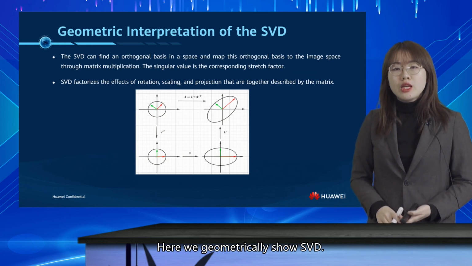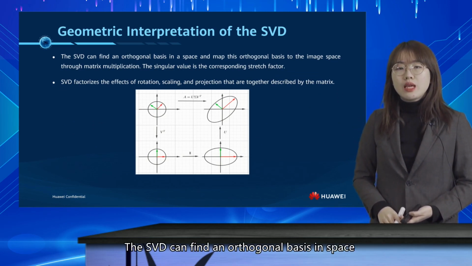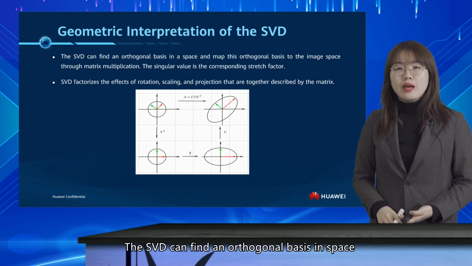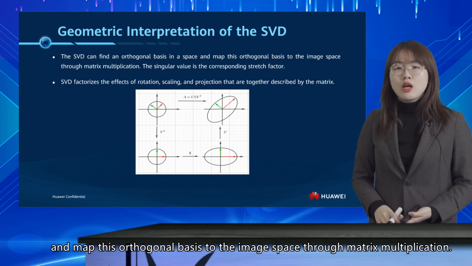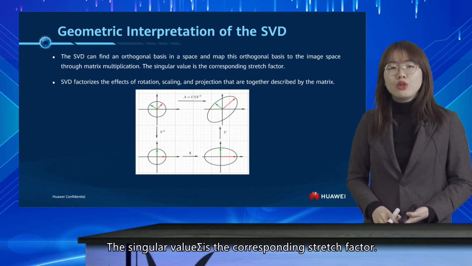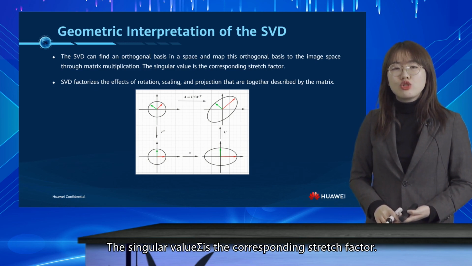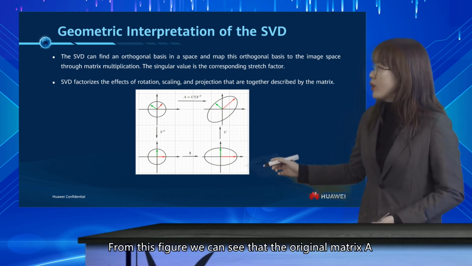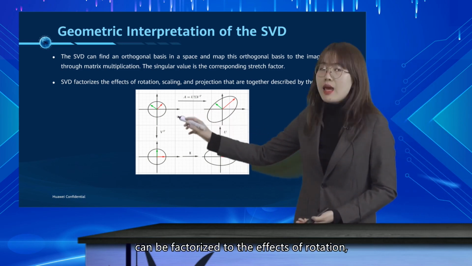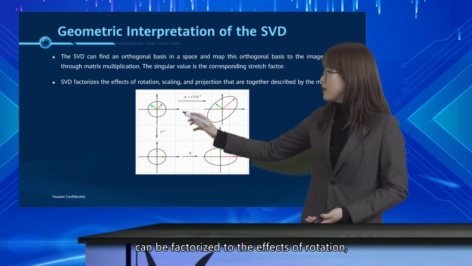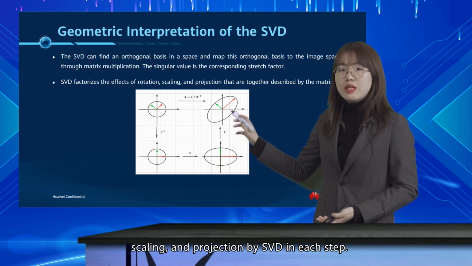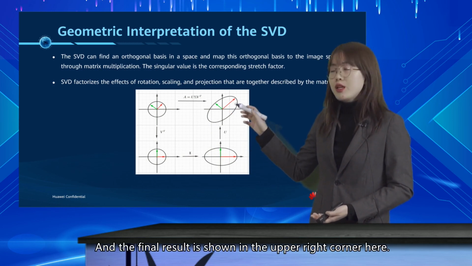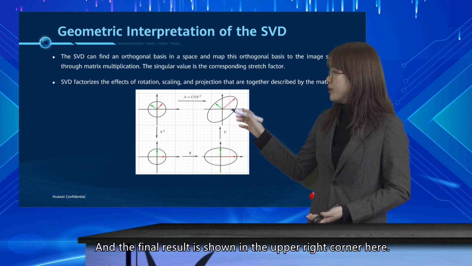Here, we geometrically show SVD. The SVD can find an orthogonal basis in space and map this orthogonal basis to the image space through the matrix multiplication. The singular value sigma is the corresponding stretching factor. From this figure, we can see the original matrix A can be factorized to the effects of rotation, scaling, and projection by SVD in each step. And the final result is shown in this corner.